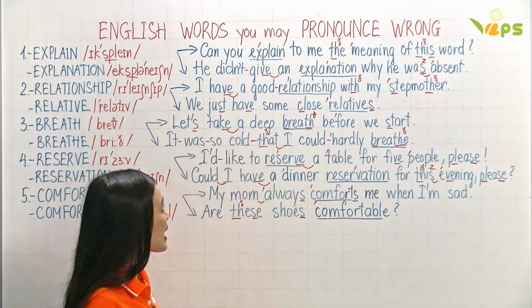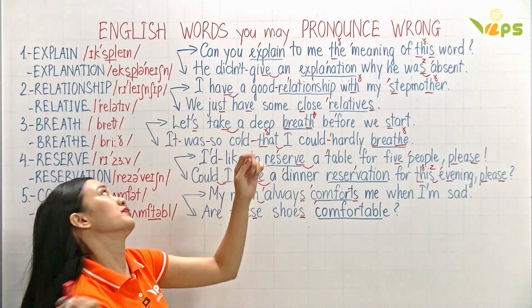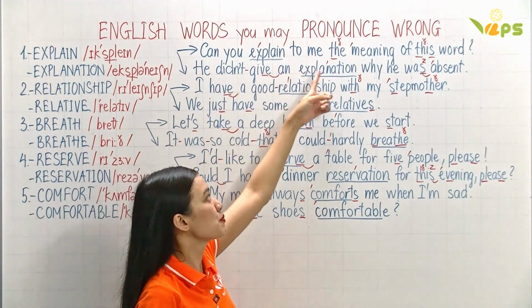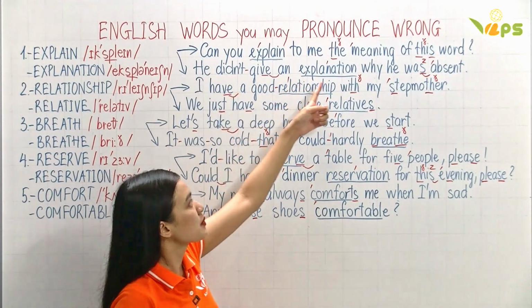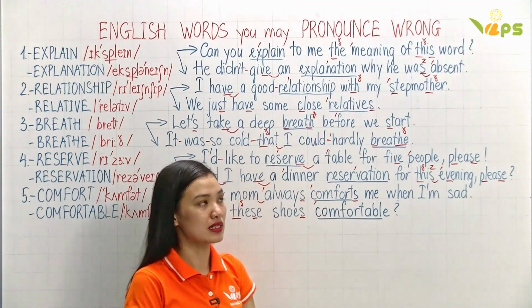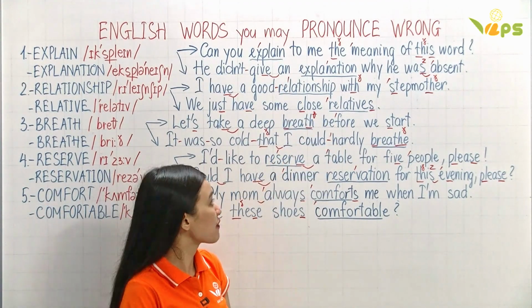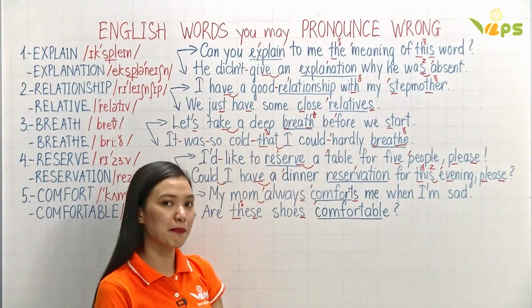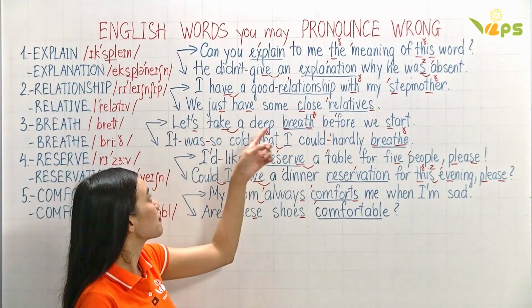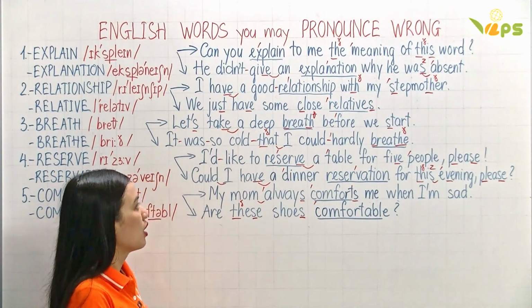One more time again. Explain, explanation. Can you explain to me the meaning of these words? He didn't give an explanation why he was absent. Relationship and relative. I have a good relationship with my stepmother. We just have some close relatives.